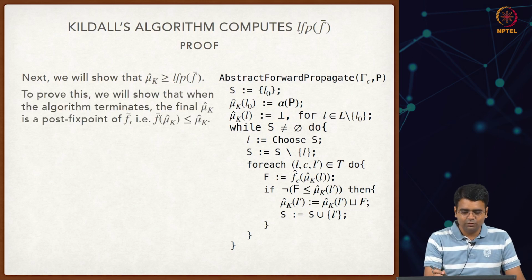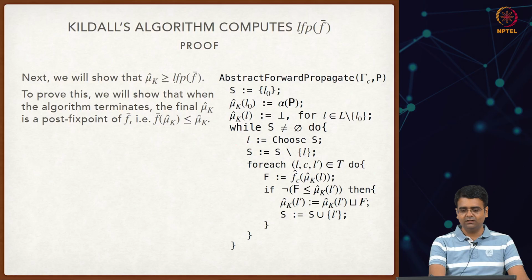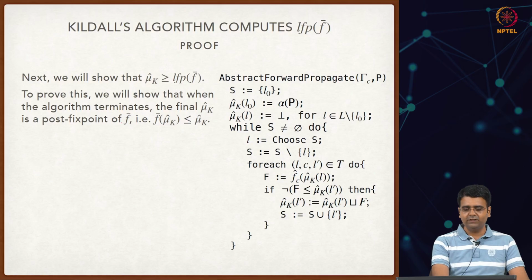So what we are going to do is use the Knaster-Tarski fixed point theorem. What we will show is that when this loop terminates, the final value of mu hat k, at the end of the last iteration of the loop, is a post fixed point of f bar. Post fixed point of f bar means that f bar applied on this mu hat k is less than or equal to mu hat k. This is the definition of a post fixed point.